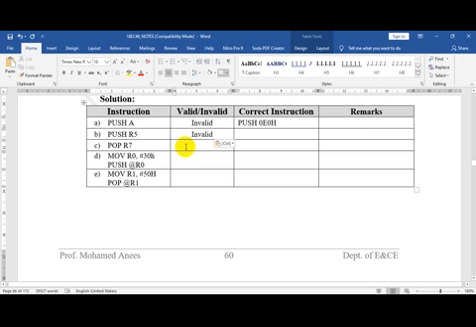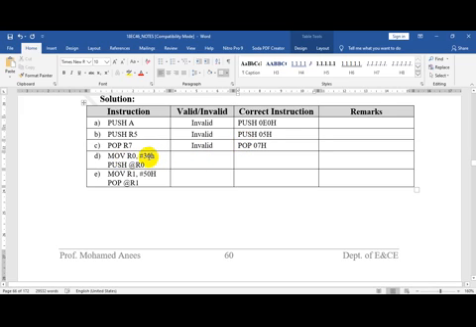Then how about PUSH R5? That is also invalid because you have to mention the address. What is the address of R5? It is 05H. Then POP R7, it is also invalid because you have used register name. So you should mention register address. So the correct instruction will be POP. Address of R7 is 07H.